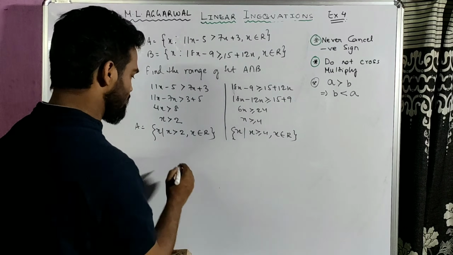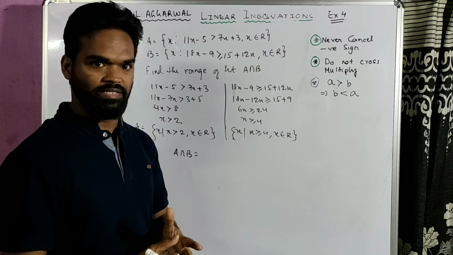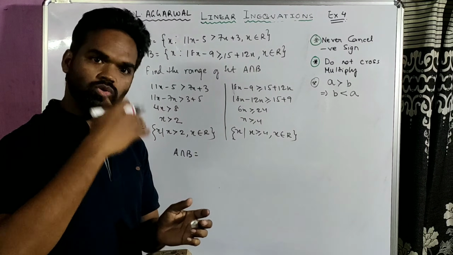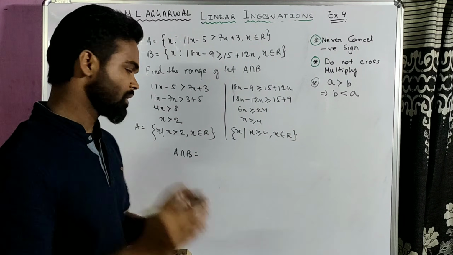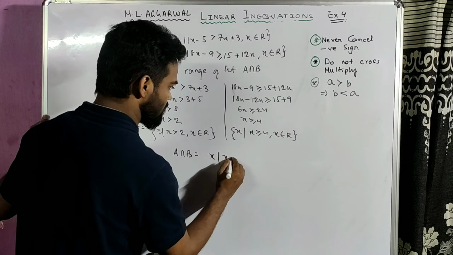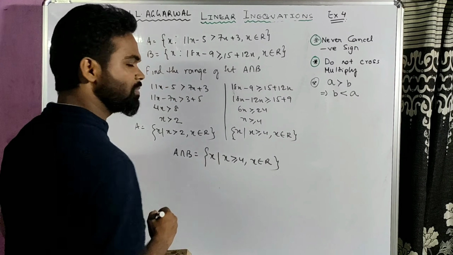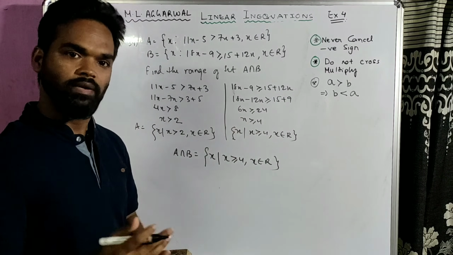So if you write A intersection B, what will we get? All the elements from 4 and it goes on. So your answer will be x such that x is greater than or equal to 4 and x belongs to real numbers. So that's my A intersection B, all the values which are common in both sets.